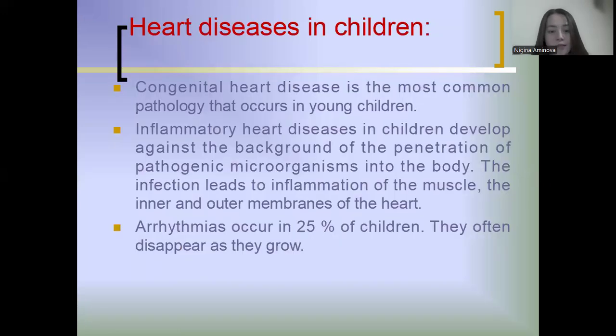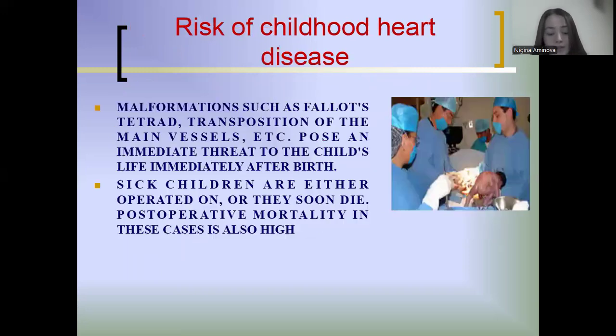Heart disease in children. Congenital heart diseases are the most common pathology that occurs in young children. Inflammatory heart diseases in children develop against the background of the penetration of pathogenic microorganisms into the body. The infection leads to inflammation of the muscle, the inner and outer membranes of the heart. Arrhythmias occur in 25% of children. They often disappear as they grow.